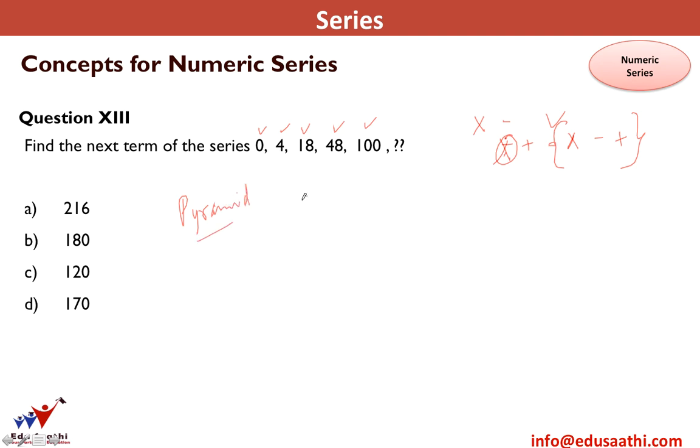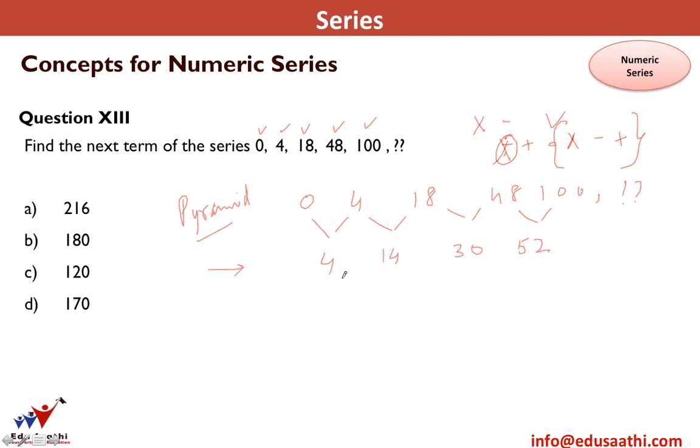What is pyramid? I will just write down the series here, and we'll make a pyramid out of it. And here I have a question mark. How do you make a pyramid? You'll take the first two terms and subtract the first term from the second term. So this gives me 4. Similarly, you do it for the next two terms. 18 minus 4 is 14. Then 48 minus 18 is 30, and 100 minus 48 is 52. This is the first stage of the pyramid.